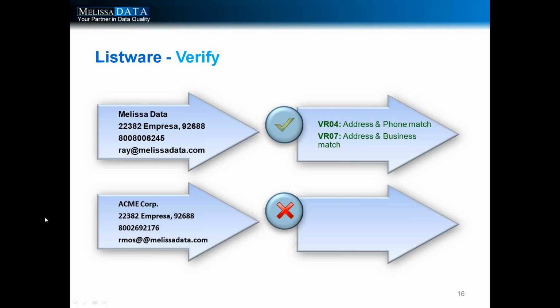An example here is pushing these data pieces against each other. We can see that the top example, we have an address and phone match, and we have an address and business or organization match. And we return the respective verify codes. The example on the bottom, we cannot verify that that address belongs to that company or that phone number or that email address. So therefore, we return no verify codes.